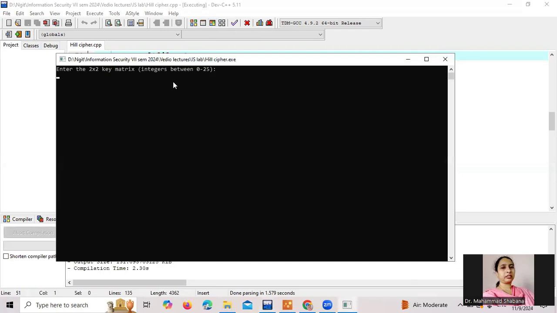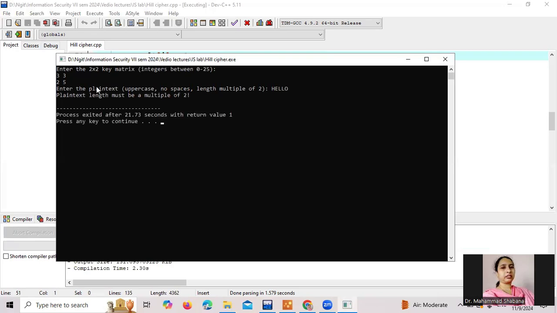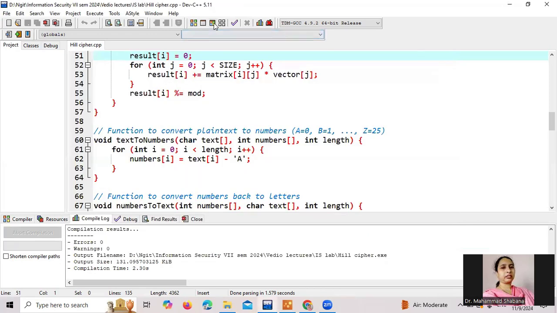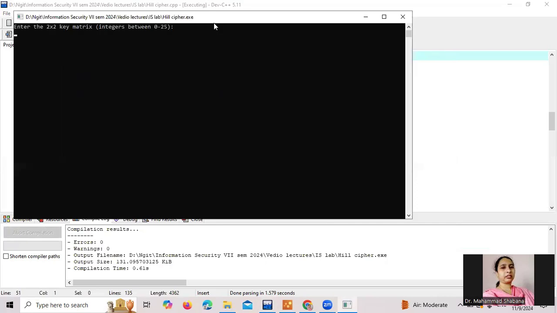Let us take the 2 by 2 key matrix here. We are taking the numbers 3, 3, 2, 5. Let us take the plain text in all upper case. I am taking HELLO. If you observe here, the plain text length should be a multiple of 2, but here it is not a multiple of 2. So it gives us the suggestion to take a plain text length that is a multiple of 2.